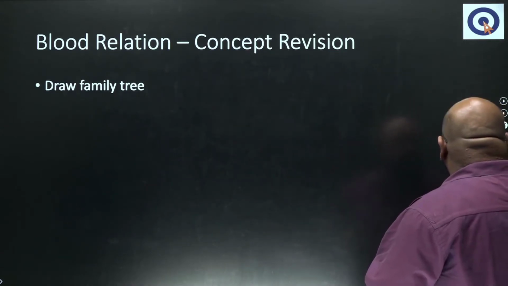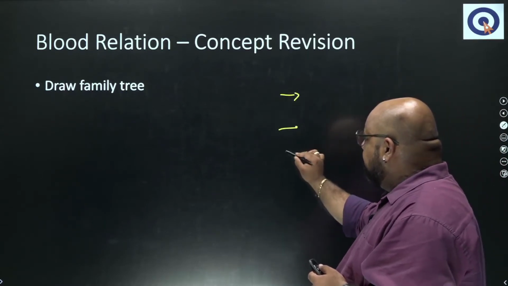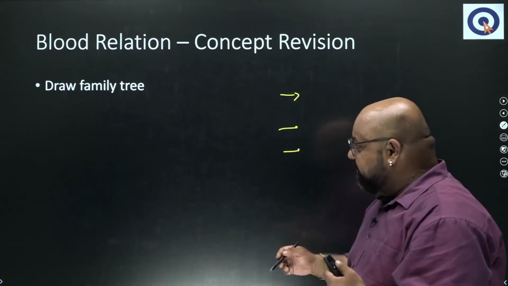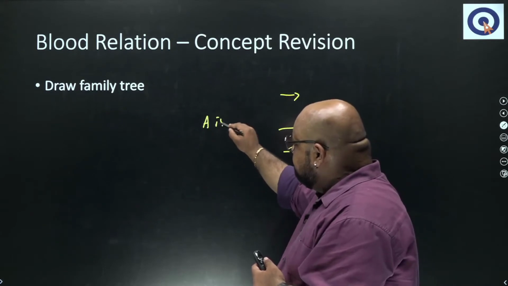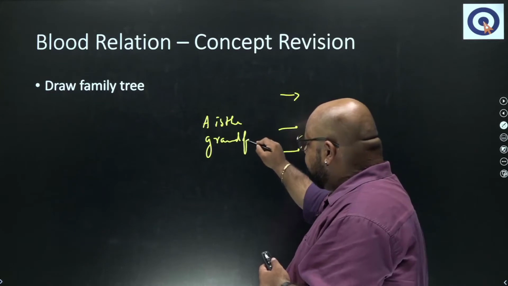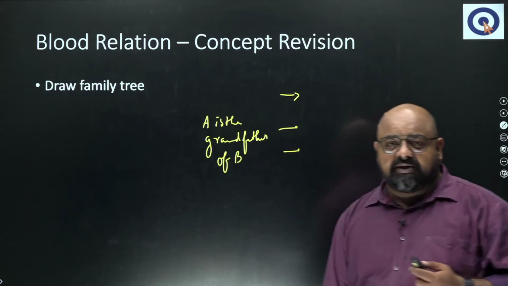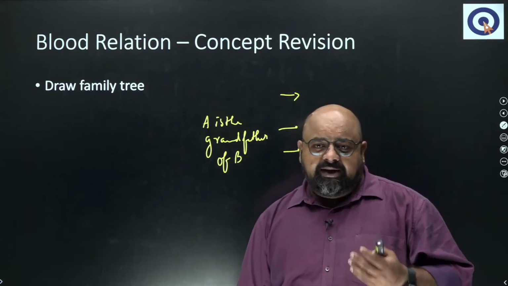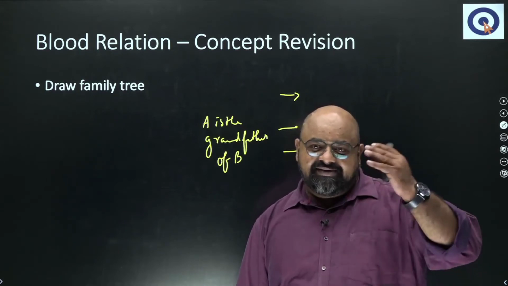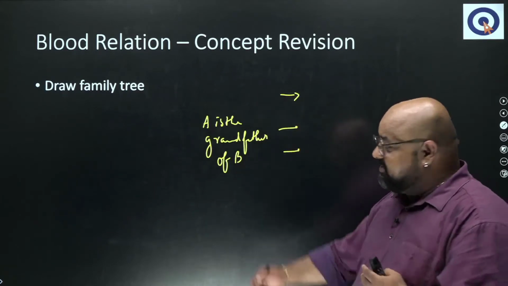draw every generation in one row. Number 1, starting from the top, the first generation, second, third. For example, if I say A is the grandfather of B, what does this tell me about A and B? Technically for B, I just know that B exists. For A, I know that A is in the first generation, and since A is the grandfather, A has to be a male. So I'll start from the top generation, I'll write A here.